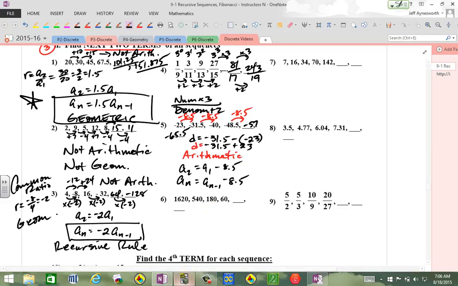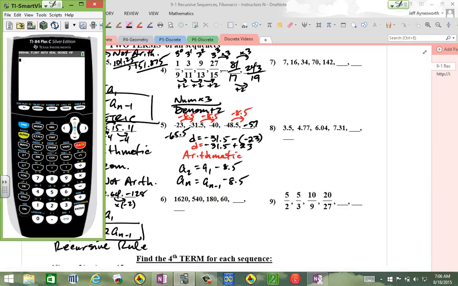So let me check. Let me clear out my calculator here. I'm going to take 1,620 and subtract the 540 to see what my difference is. So, excuse me, not subtract, but divide. So divide by 540. I get 3. So the second one is the first one divided by 3, which is the same thing as multiplying by a third.